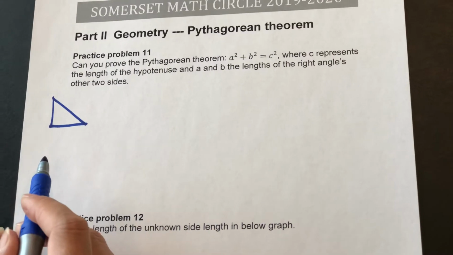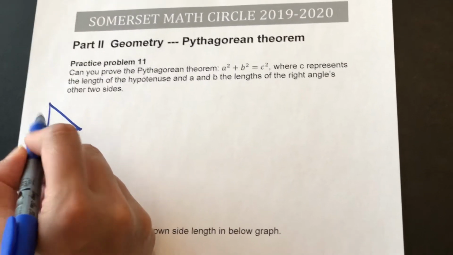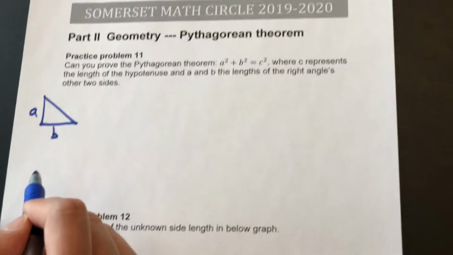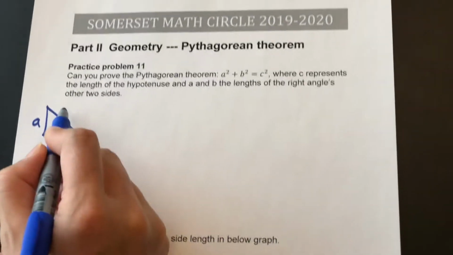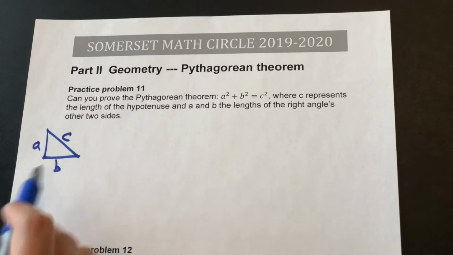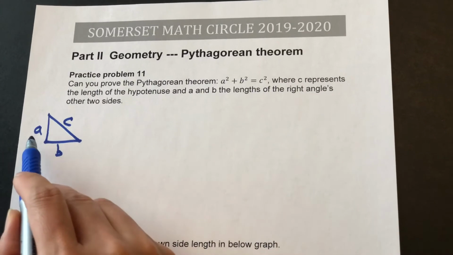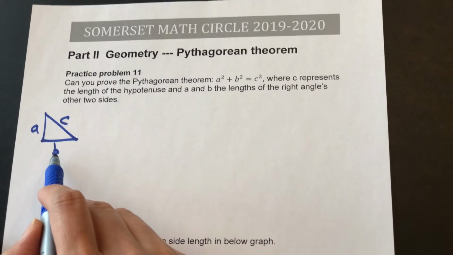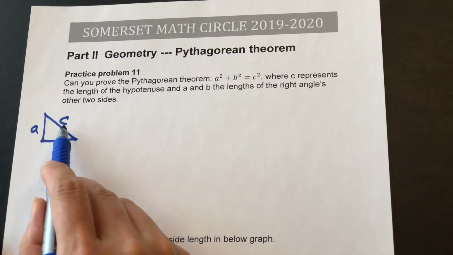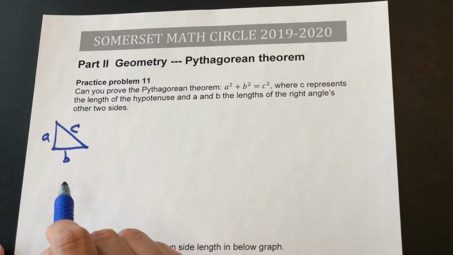So we can draw a simple right angle here. Say this short side is a, another short side is b, and the hypotenuse, the long side, is called c. So can you prove that a squared plus b squared, the two short sides squared and summed up, equals the square of the long side?